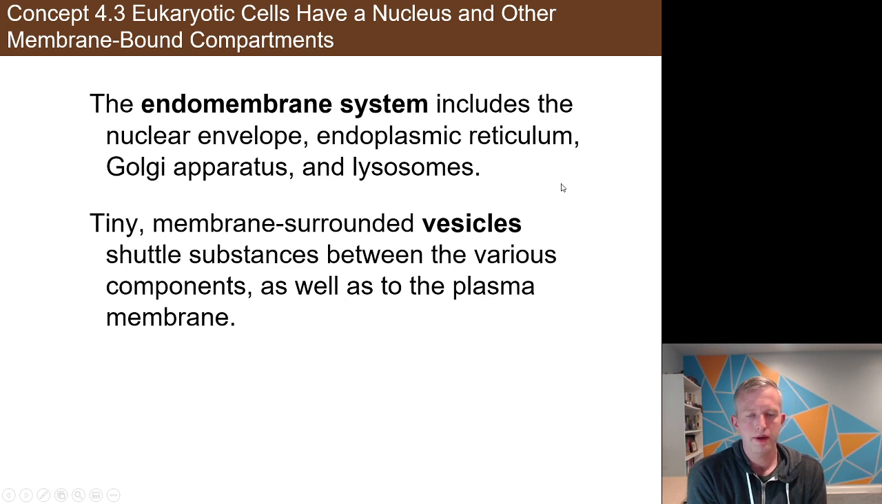The endomembrane system incorporates many of the remaining organelles and refers to basically the system of transport for the various proteins that are produced inside of the cell so that they can end up at their intended location, whether that is within the cytoplasm, within one of these organelles, or outside of the cell.